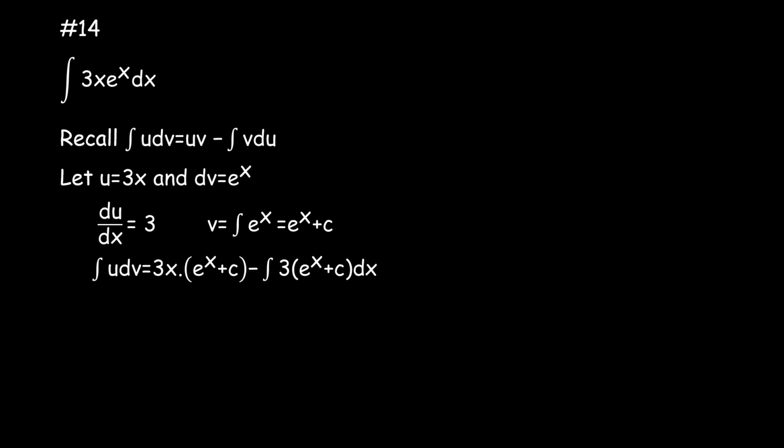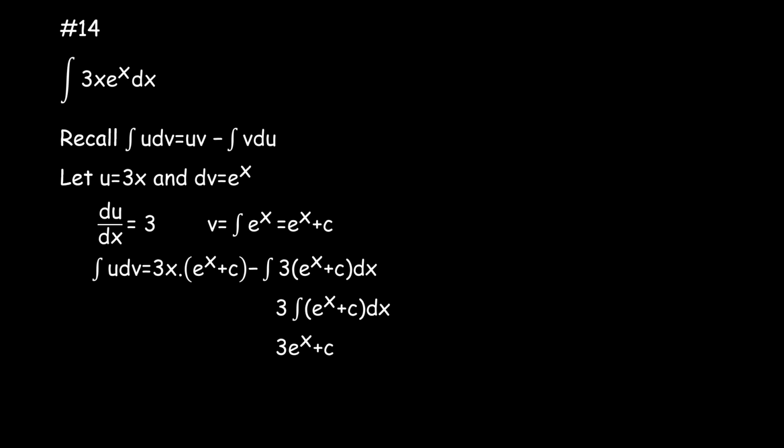Substitute into our formula, we should get 3x brackets e to the power x plus c minus the integral of 3 times e to the power x plus c. If we disregard the constant, it means we just need to integrate e to the power x, and that will give us e to the power x again. Now, multiply by the 3, we'll have 3 e to the power x plus a c, because if you multiply 3 by a constant, it will still give us another constant.